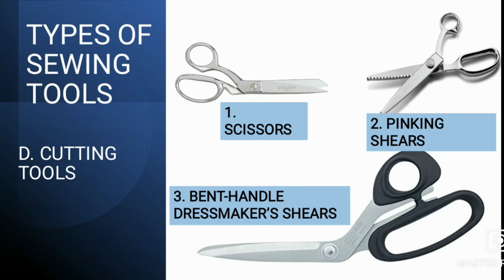And the last type of sewing tools are the cutting tools. The first one, we have scissors. These are used to trim pieces of fabric. Number 2, pinking shears. These are used to cut seam edges on fabric. These have zigzag edges that prevent the fabric from raveling.